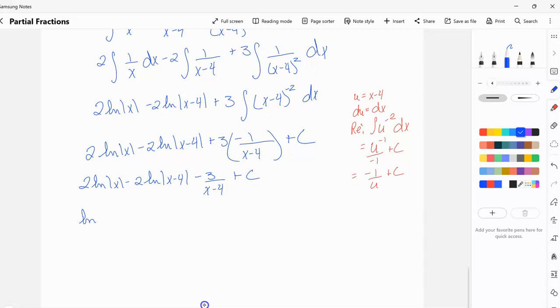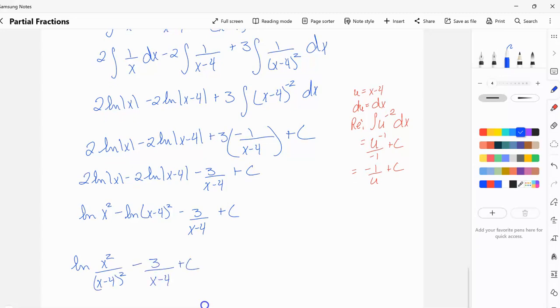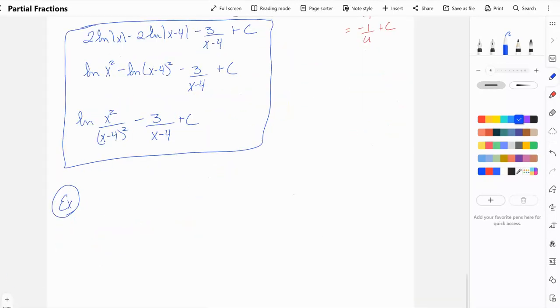This is really an exponent on this, so this is really an x squared, which means I no longer need the absolute value because it's always positive. Same thing here, that 2 is really an exponent. I no longer need the absolute value. And then I could combine these using log properties. So I could have x squared over x minus 4 quantity squared to simplify that. So any of these answers.